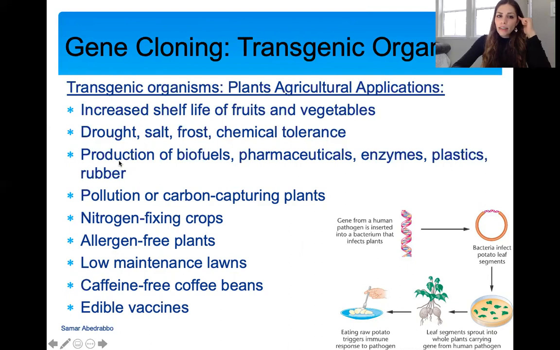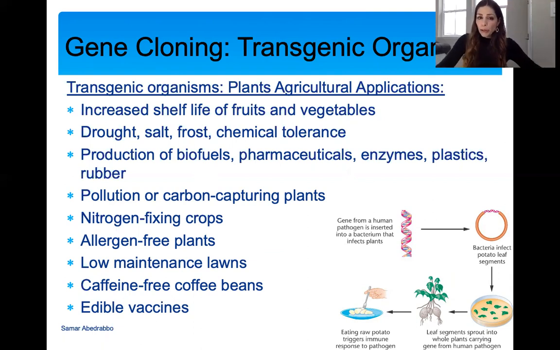You can get plants to produce biofuels, different pharmaceuticals, enzymes, plastics, rubber. You can get plants that are helpful in capturing pollution and carbon to help with global warming. You can get crops that fix nitrogen. So nitrogen fixation is important because when we fix nitrogen, we can get more plants to grow. So if you get plants that can do this, you increase your crop. You can get plants that are allergen-free, low-maintenance lawns, caffeine-free coffee beans.